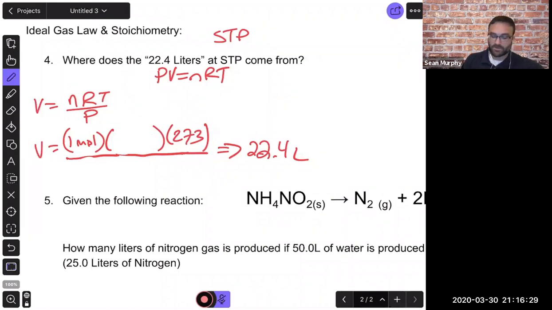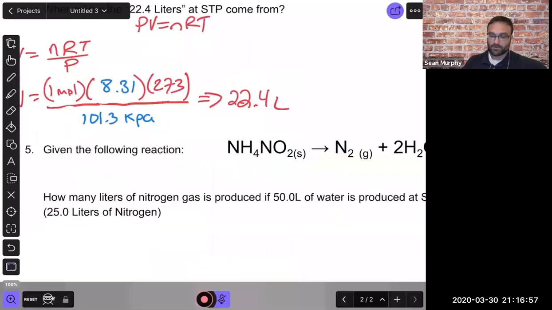So if we're using pressure at 101.3 kPa, kilopascals, then we have to use a different R value. So it's 8.31. You should get the exact same thing. 8.31 times 273 divided by 101.3, 22.4, done.